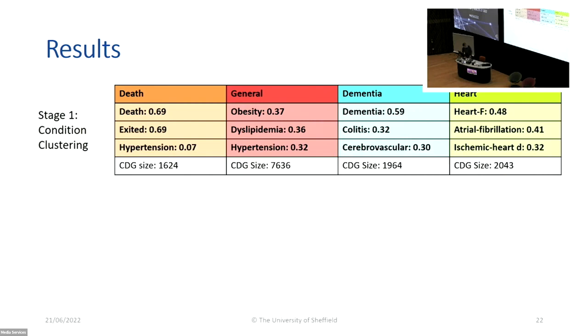This is an example of the final results. These are results of the disease group clusters. These are clusters of conditions, and these are 4 disease groups. At the top of the table, they're named after essentially the theme of the disease group. There's the general one, which contains obesity, dyslipidemia, etc. And we have the heart conditions with a number of heart conditions. The CDG size is the number of time points in a specific disease group cluster.